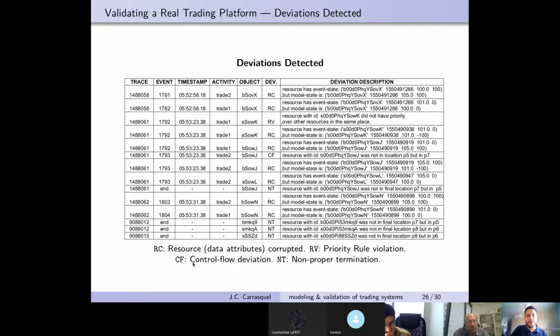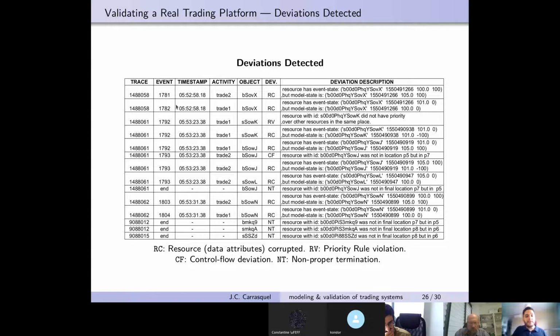Then we can also have control violation or non-proper termination. Non-proper termination, for example, the last event: this order book finished and the resource with this ID was not in the final place, but in P6. What does that mean? That at the end of the trading day, one order with this identifier should have been canceled or should have traded, but it didn't happen. So it got locked in the order book.